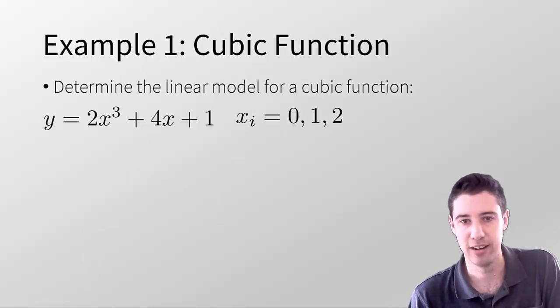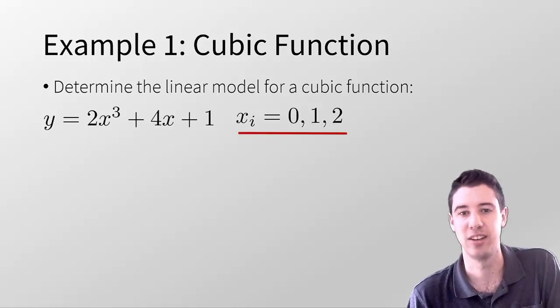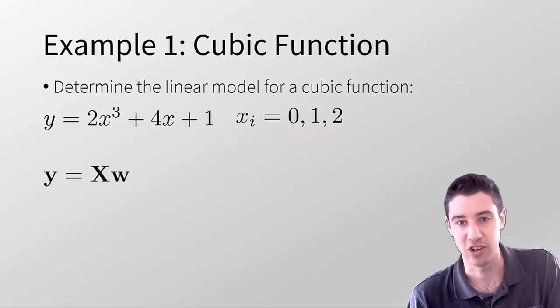The second example is to develop a linear model for a cubic function. The function is y equals 2x cubed plus 4x plus 1. Once we have the linear model, we want to use it to calculate the output for 3 different inputs. The 3 inputs are when x equals 0, 1, and 2. Again, we will start by writing the matrix vector notation.